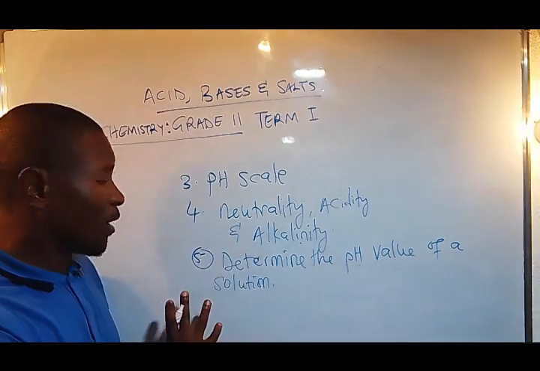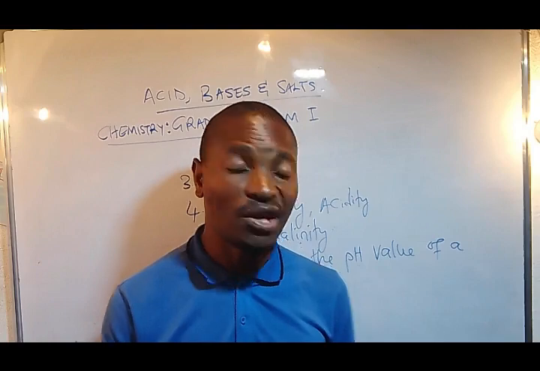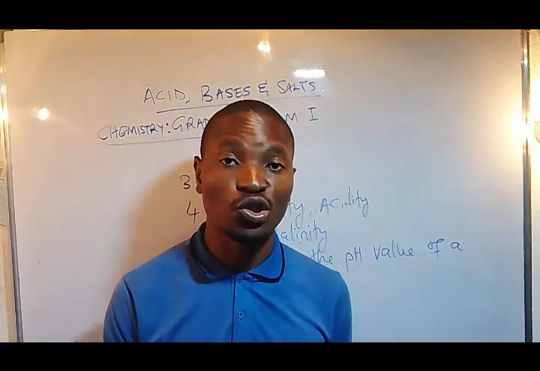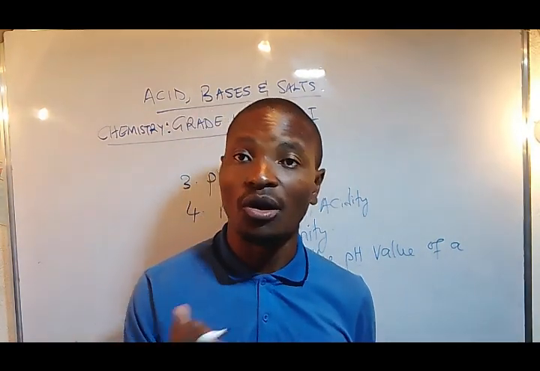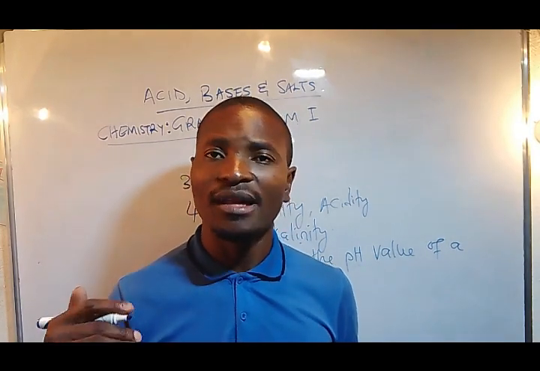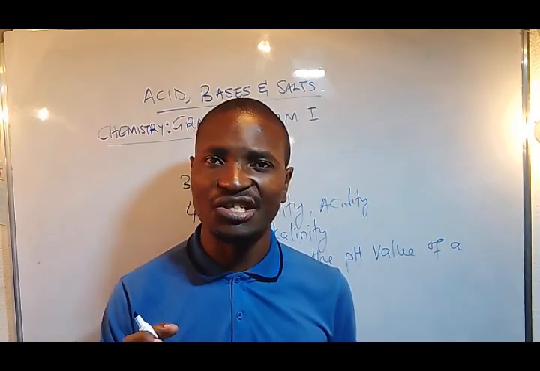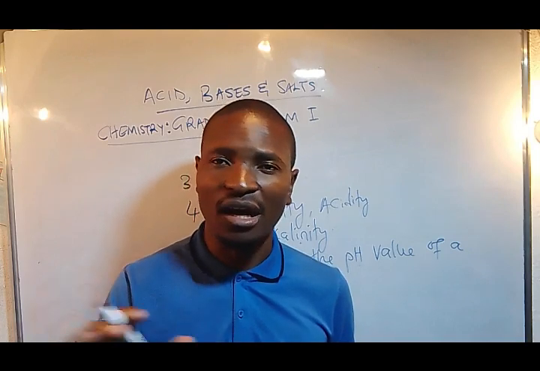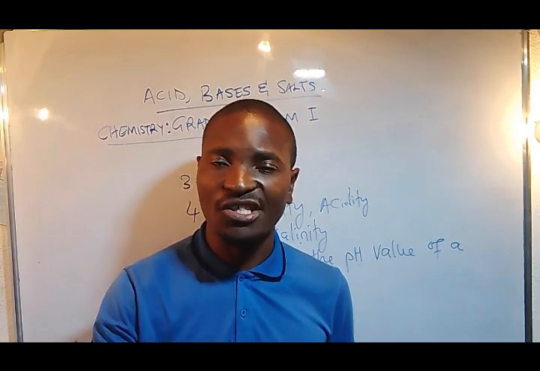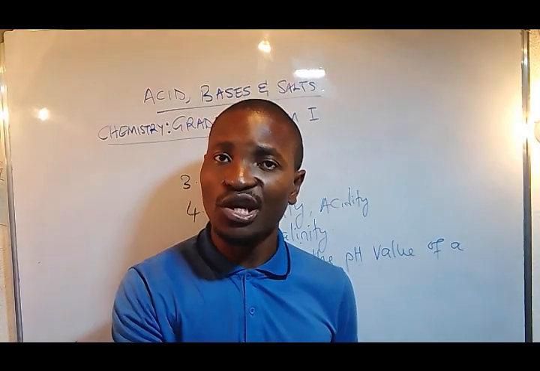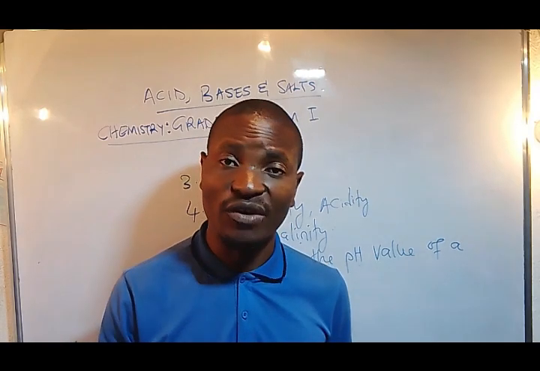Our objective number 5 is for you to determine the pH value of a solution or a substance. So how do we determine the pH value of a certain substance? Make sure that this objective is understood, so that whenever we come across a question in a past paper that specifically talks about this kind of setup, and they ask you to determine the pH value of this substance, you understand what we mean by determining the pH value of a substance.